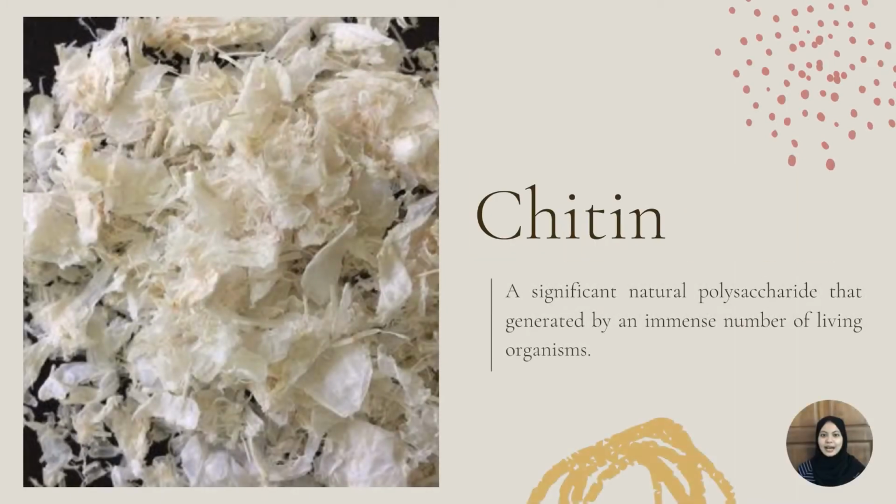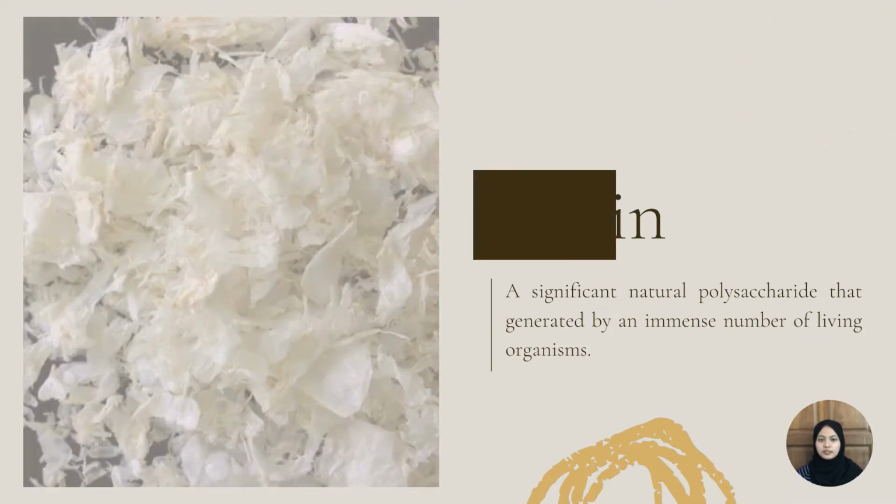Assalamualaikum and hi, I'm Hana. Today our group will discuss the topic of chitin. Chitin is a significant natural polysaccharide that is generated from an immense number of living organisms. It is also the second most abundant polymer after cellulose.